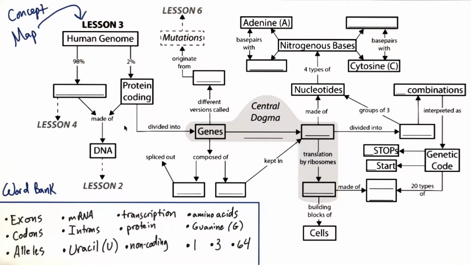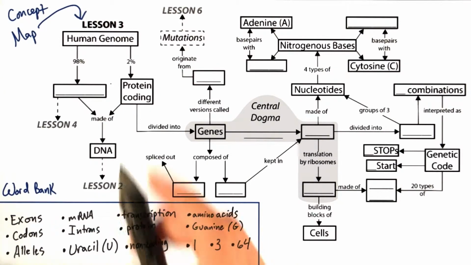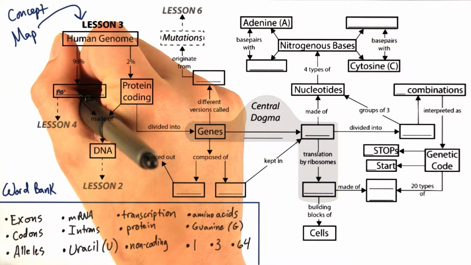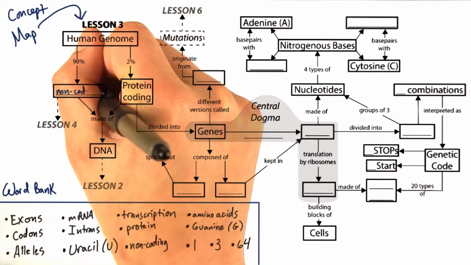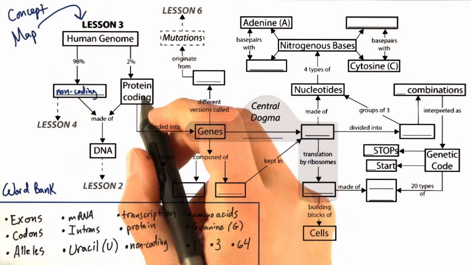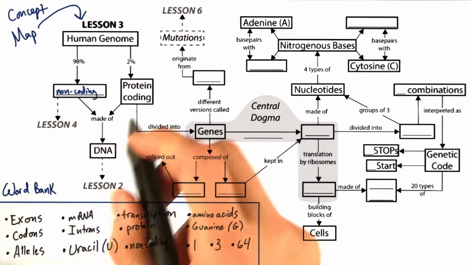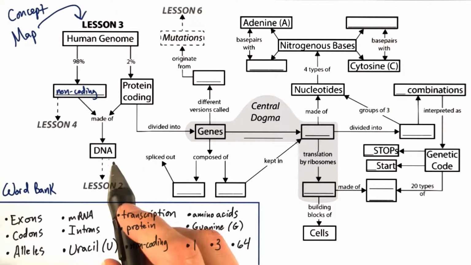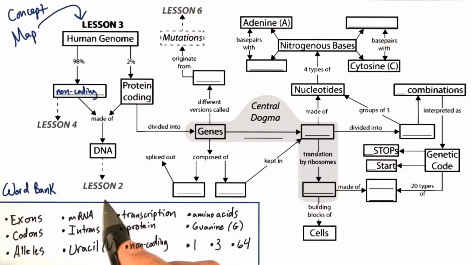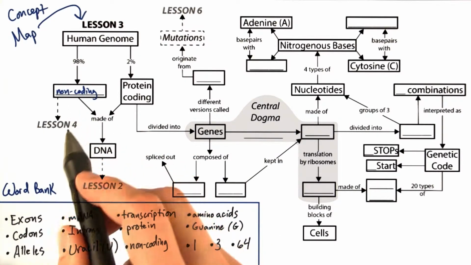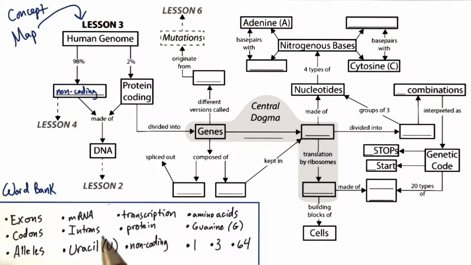Okay, let's see how you did with the concept map for lesson 3. Starting here with the human genome, approximately 98% of it is non-coding, doesn't code for anything, and about 2% of it is protein coding. But all these regions, as part of the genome, are made of DNA, which we learned a lot about in lesson 2. And in lesson 4, we'll learn more about this non-coding region.